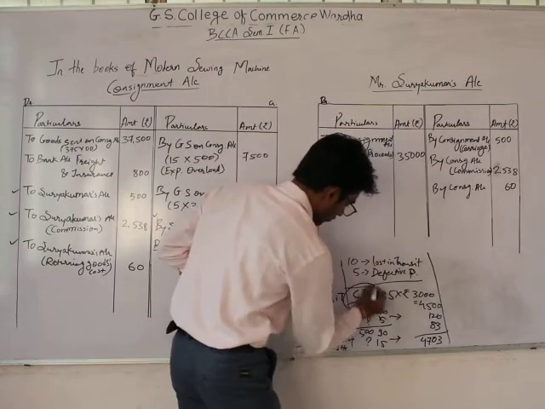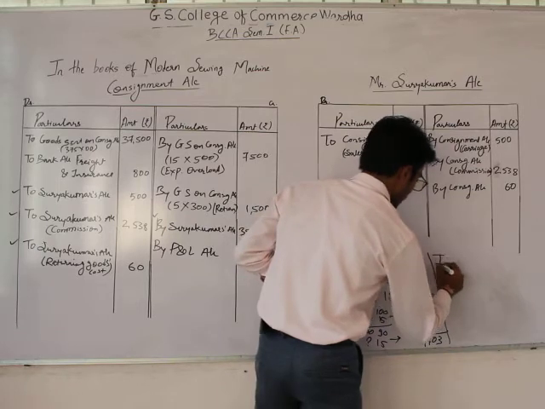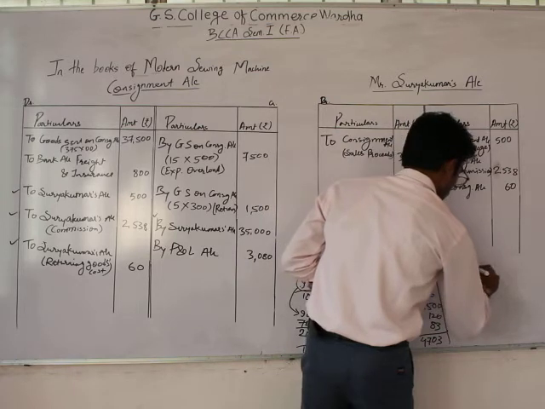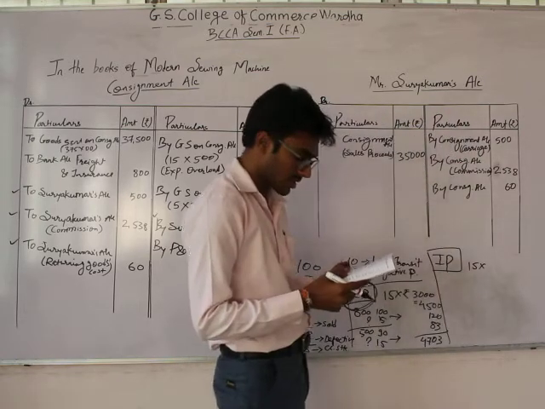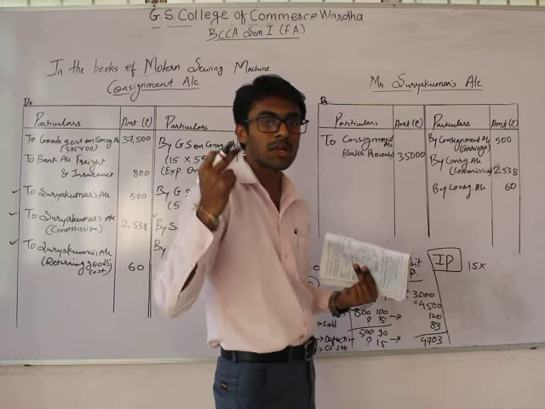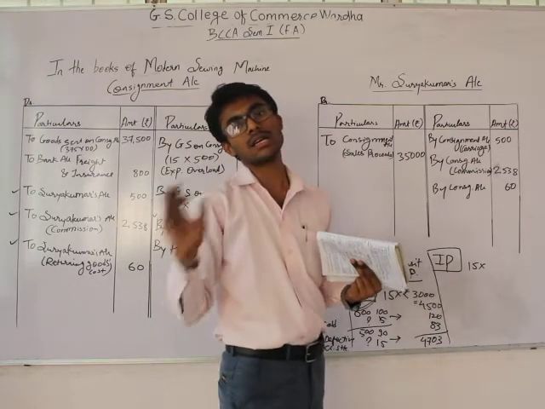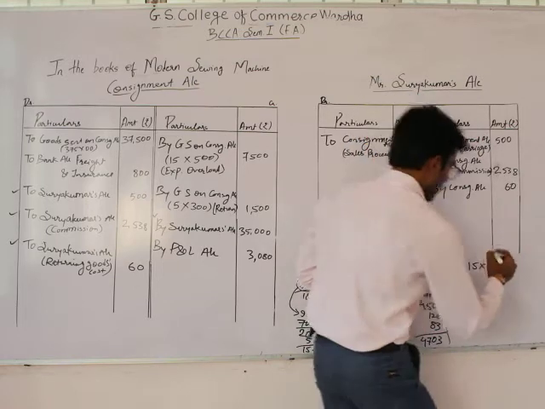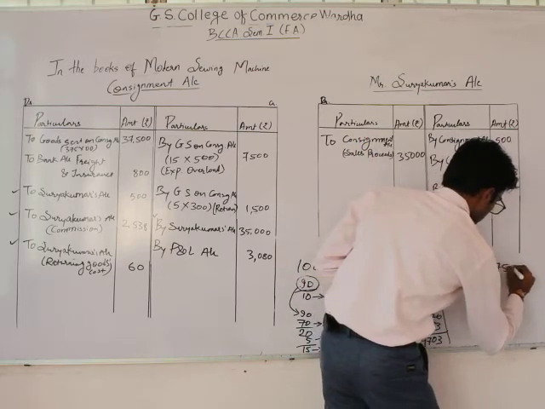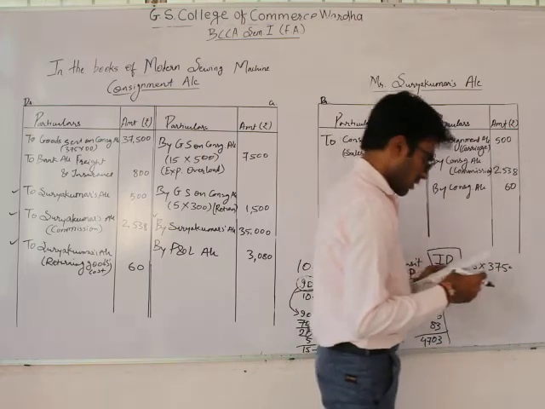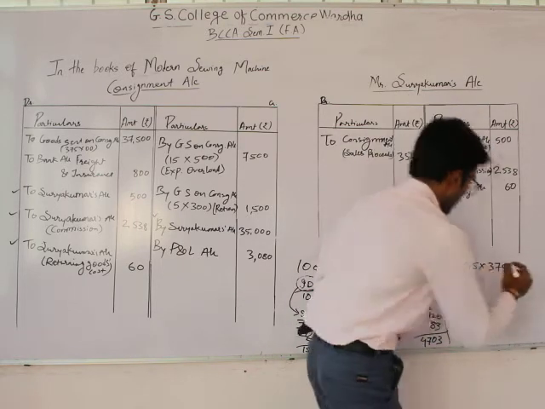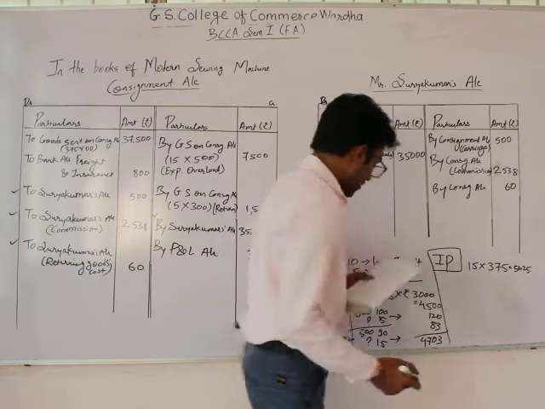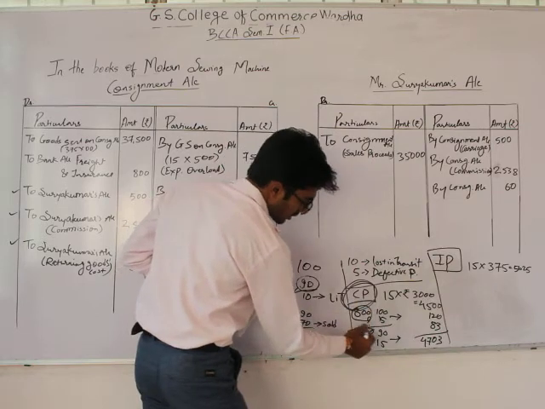Okay, now we have to calculate cost as per the invoice price. So we have calculated for cost price. Now we have to calculate for invoice price. At invoice price, 15 units at invoice price is 300 plus 25%. That means 375, and the amount will be 5625. We have to add back this 800 and this 500.